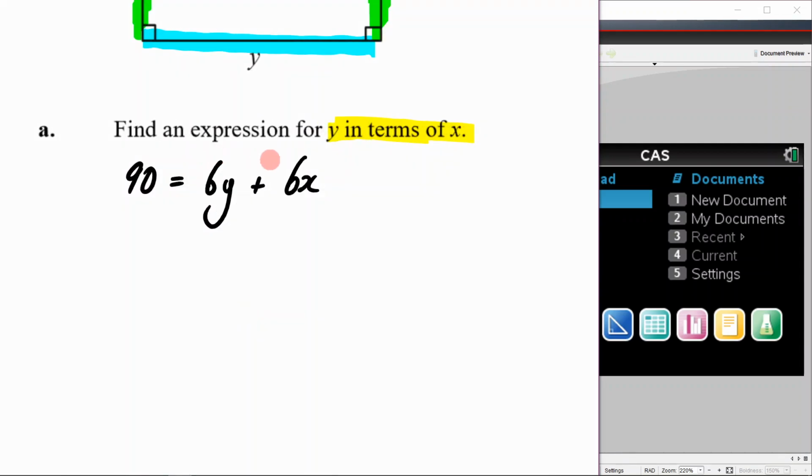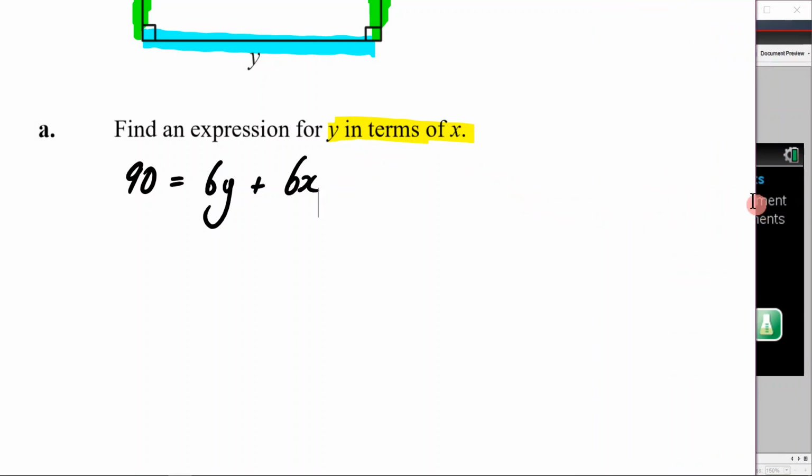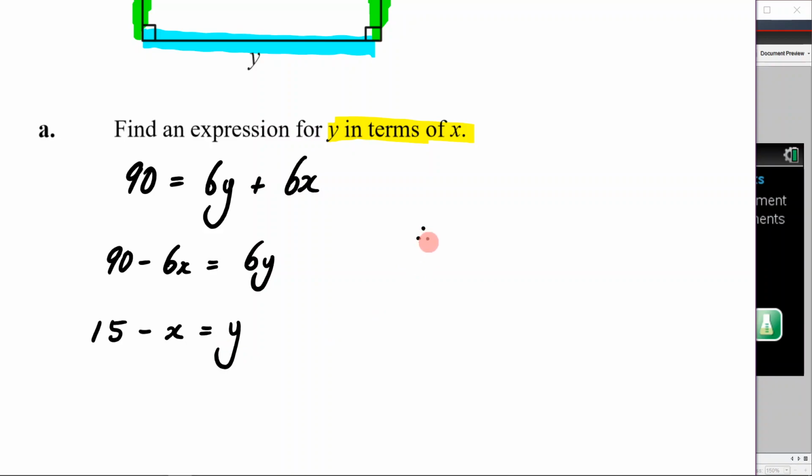It says, find an expression for y in terms of x. So that means I want to get y by itself. What I'm going to do is subtract 6x from both sides. And that's going to leave me with this. And then I'm going to divide both sides by 6. 90 divided by 6 is 15, minus x is equal to y. So therefore, my answer is y is equal to 15 minus x.